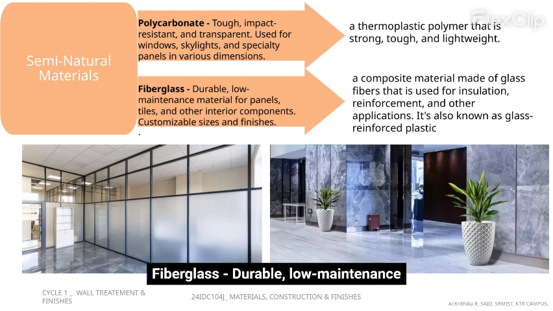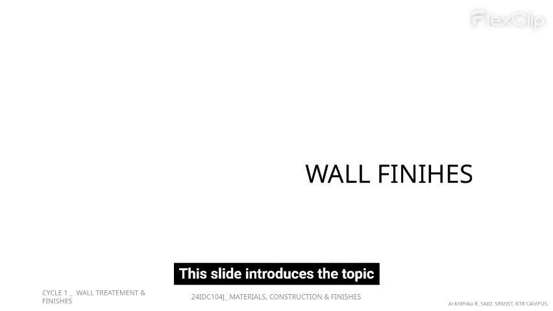Also discusses fiberglass, durable, low-maintenance material for panels, tiles, and other interior components. Customizable sizes and finishes. It is a composite material made of glass fibers that is used for insulation, reinforcement, and other applications. It's also known as glass-reinforced plastic. This slide introduces the topic of wall finishes.